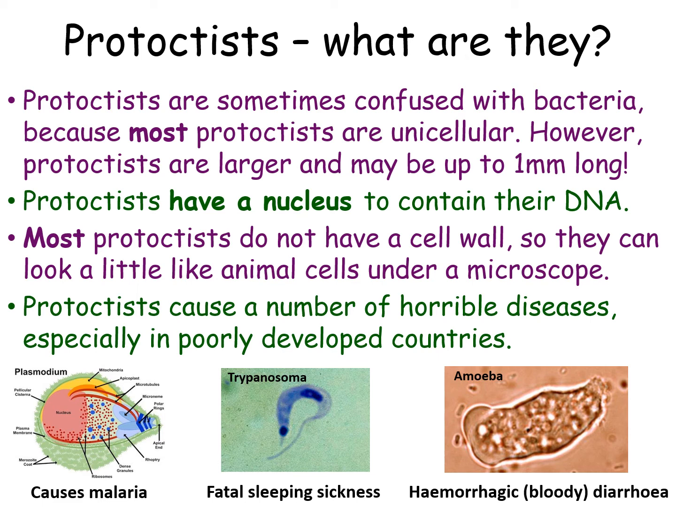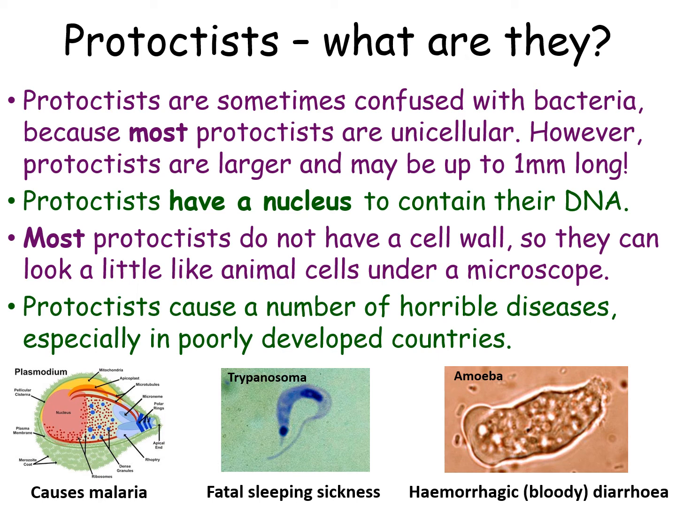Protoctists have a nucleus to contain their DNA, so that's how you know if you're looking at a Protoctist or a prokaryote. If it has a nucleus, or you can see something that looks like a nucleus, it's probably going to be in the Protoctist group. Most Protoctists do not have a cell wall either, so they can look a little bit like animal cells under the microscope. Many of them cause some horrible diseases, especially in poorly developed countries. You can see a few examples here.